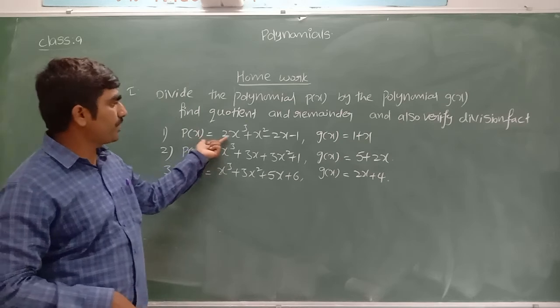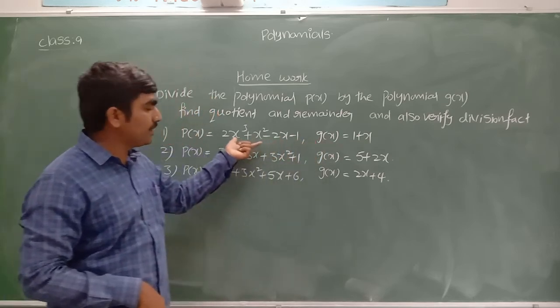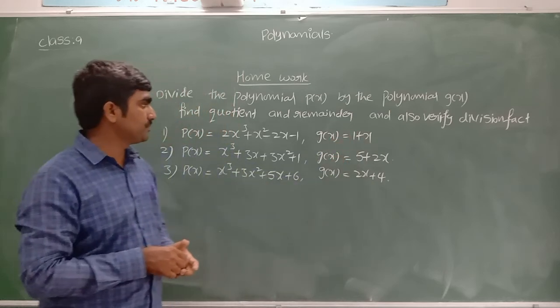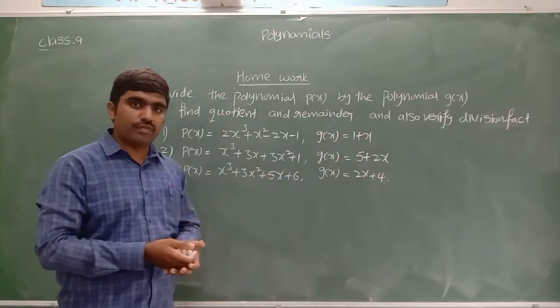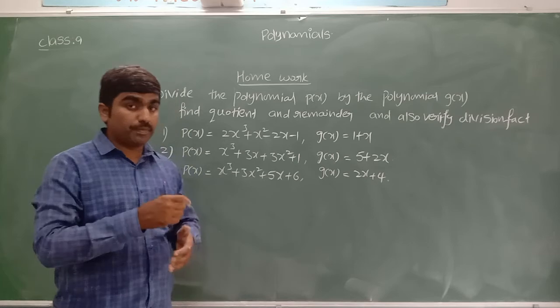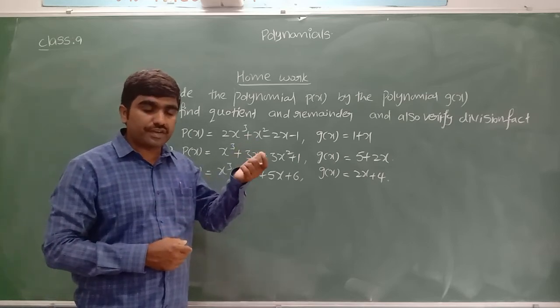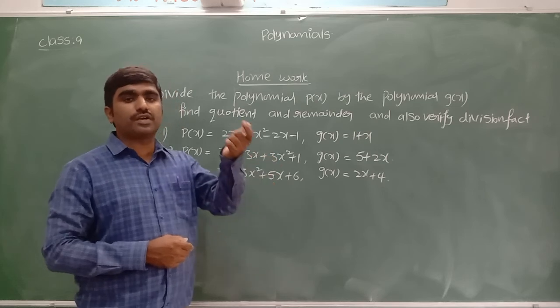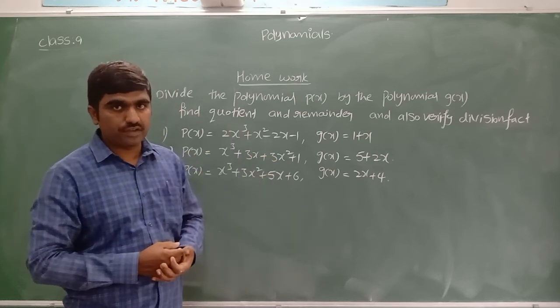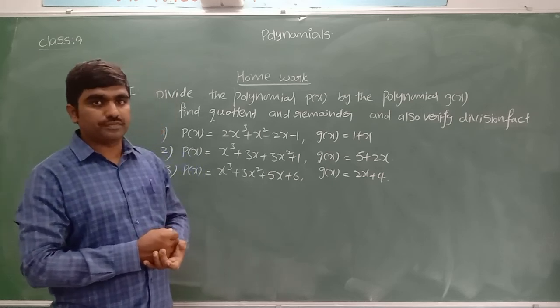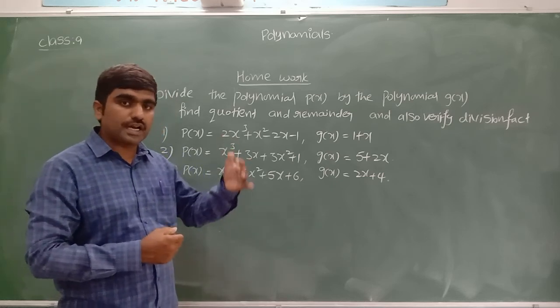Here they give p of x and g of x. P of x is in the place of dividend, g of x is in the place of divisor. So you can try this as homework. You know all the rules. Before going to do long division, first you have to check that the degree of g of x is less than or equal to the degree of p of x, and make sure that the divisor is not equal to 0. If that condition is okay, we can start the long division.